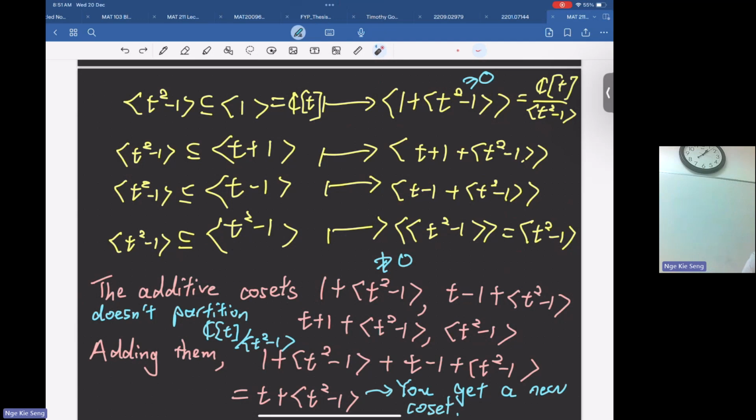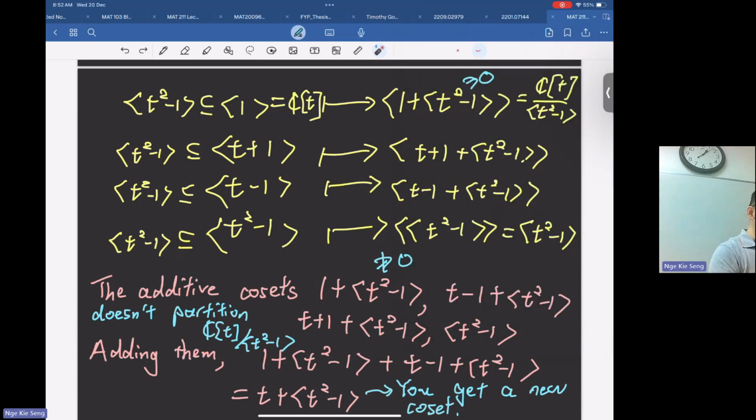Yes, yes. Ideals are more important than subrings because ideals are the kernel of some homomorphism. It's just like normal subgroups. It's a kernel of some homomorphism. Okay or not? Any question? Any question? No? Yes? The difference. Okay, good. Very good.